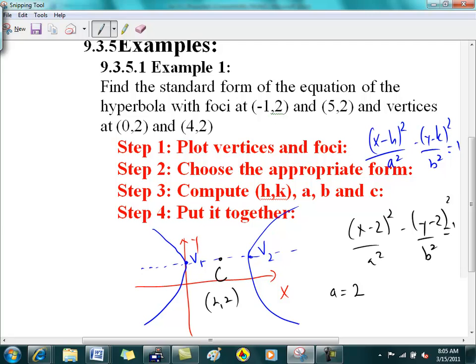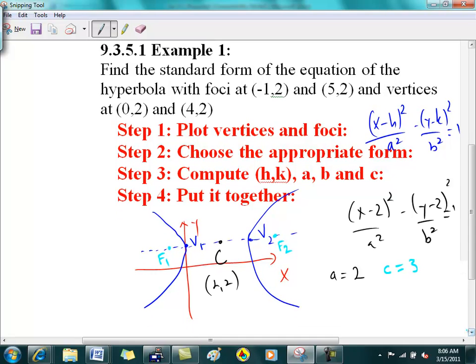What have I not drawn there yet? The foci. Okay, so the foci are at negative 1, 2 and 5, 2. So here's my F1. Here's my F2. Can someone give me what C is equal to? C is 3. Is everybody with Samantha on that?